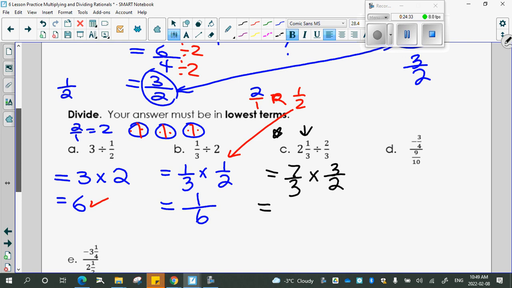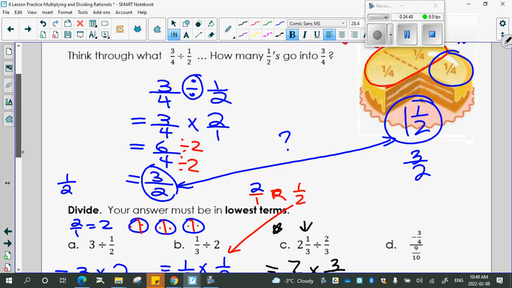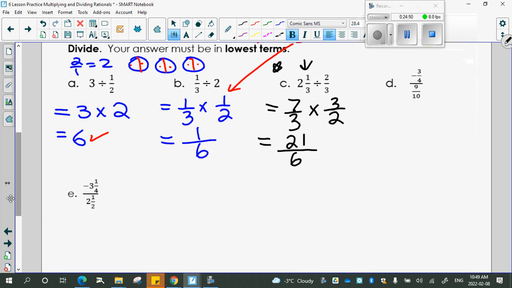Now it's a multiply question, which we just worked on, so I multiply the tops together, and I multiply the bottoms together. Okay, and then I see if I can reduce it. So is there a number that goes into both 21 and 6? Yep, 3 does, very good. Seven over 2.